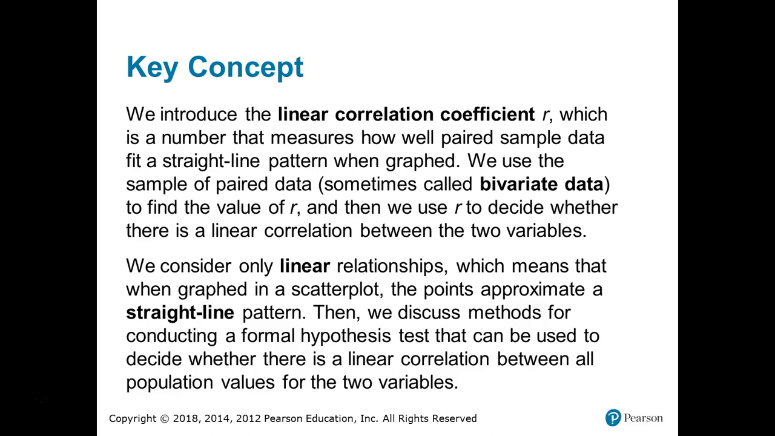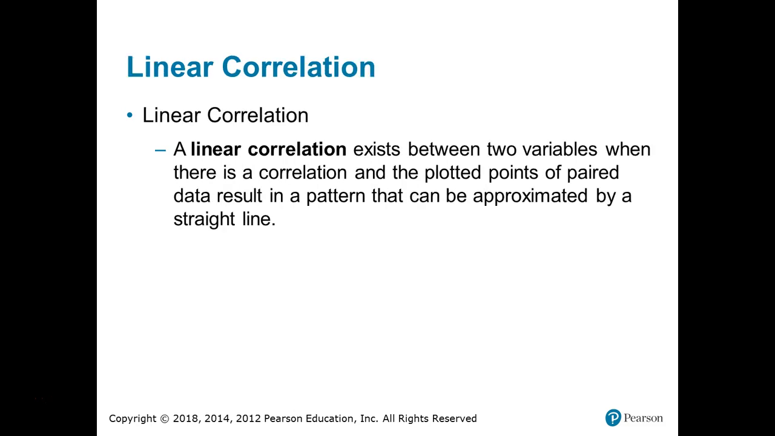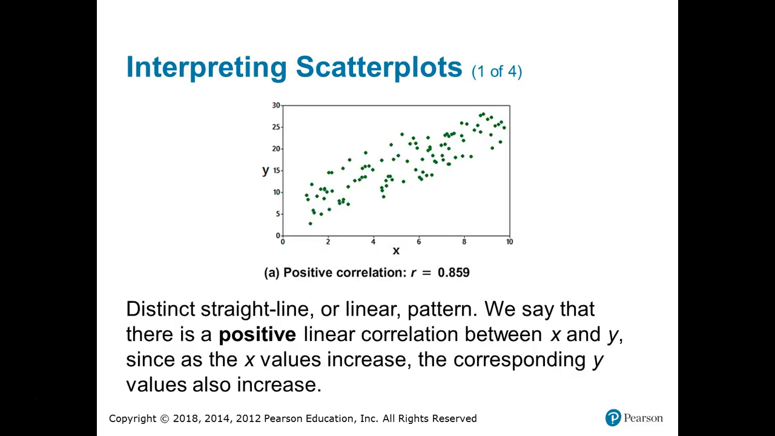So we are going to discuss methods for conducting hypothesis tests to determine if two sets of data have a correlation to one another. A correlation exists between two variables when the values of one variable are somehow associated with the values of the other. Linear correlation just means they go in a straight line, or approximately a straight line, when they are plotted. So this is a scatter plot. That's how we do it.